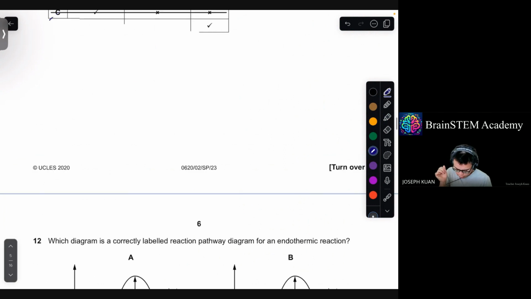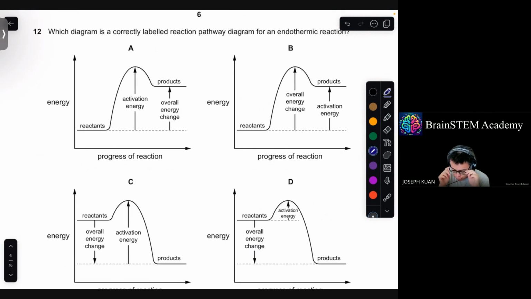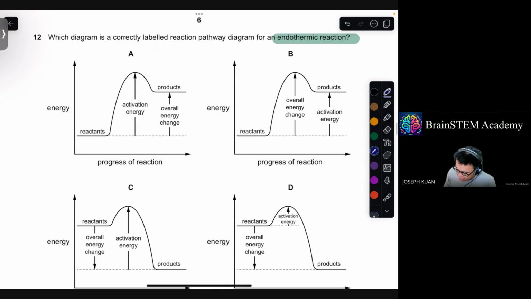All right, moving on to the next question. Which diagram is a correctly labeled reaction pathway diagram for an endothermic reaction? The keyword here is endothermic. In an endothermic reaction, reactants have a lower amount of energy compared to the products. That's why they suck energy in.